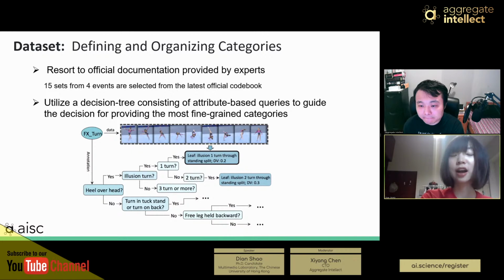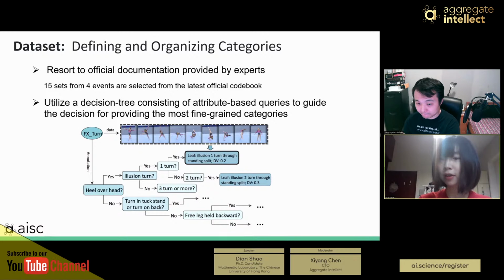The set is gymnastic terms from floor exercise, and an annotator just needs to go through a series of yes or no questions, and each question may not be very hard to answer. So when he travels on the tree until he meets a leaf node, he will get an element label. He does not need to directly define that element label.